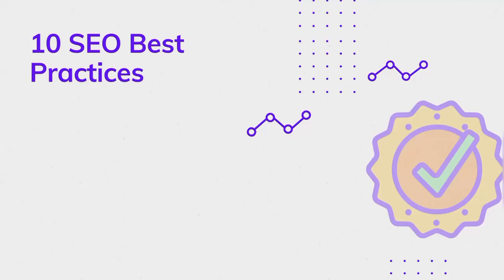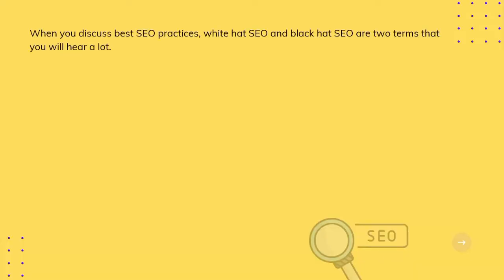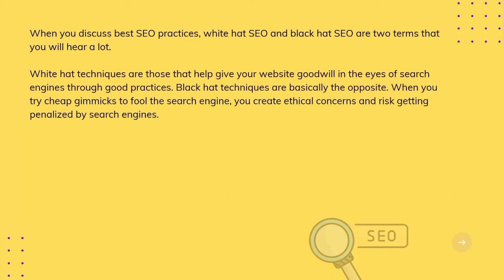10 SEO Best Practices. When you discuss best SEO practices, white hat SEO and black hat SEO are two terms that you will hear a lot. White hat techniques are those that help give your website goodwill in the eyes of search engines through good practices. Black hat techniques are basically the opposite. When you try cheap gimmicks to fool the search engine, you create ethical concerns and risk getting penalized by search engines.